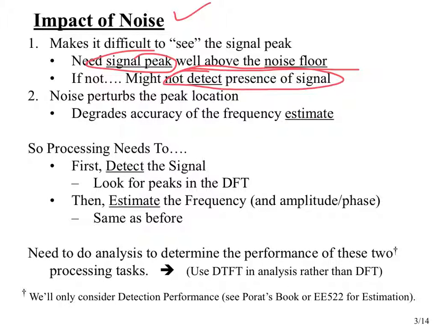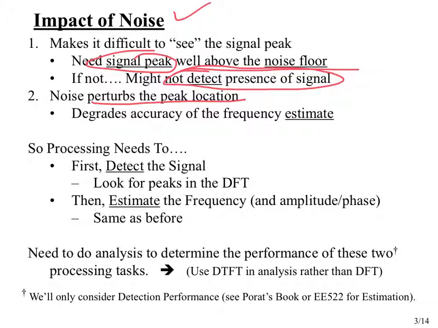Once we've detected and determined, yes, there is a sinusoid there, the next thing that we want to do is figure out where that peak is so we can estimate what theta sub 0 is. There's lots of applications where we're trying to estimate the frequency of a received sinusoid. Communication applications have us doing that. Radar applications, sonar applications.